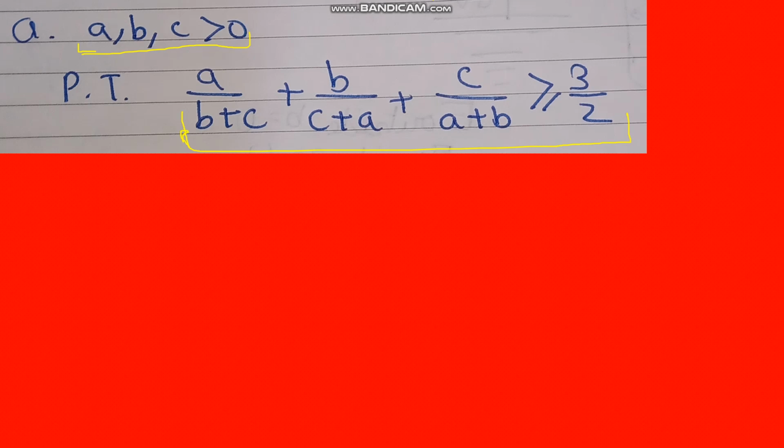I hope you have tried it out. I will use tricks. This is A by B plus C, the thing given. I added 1, my choice. I added 1. Then again I wrote B by C plus A.